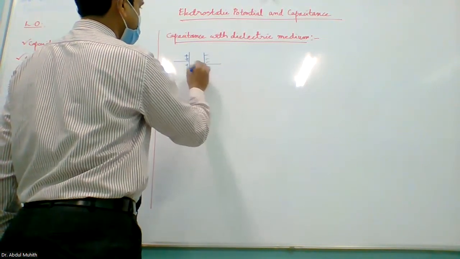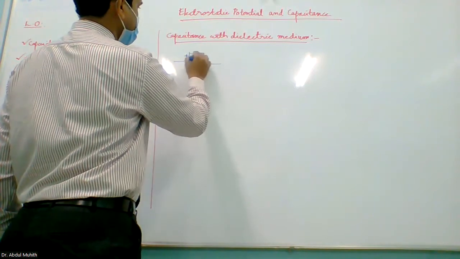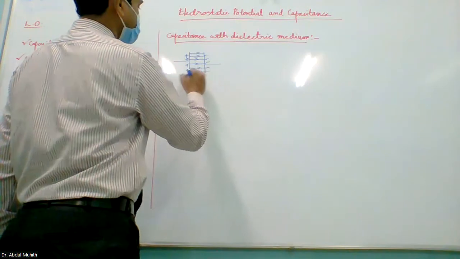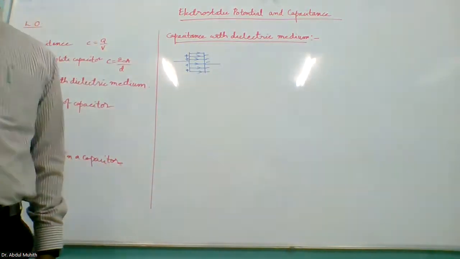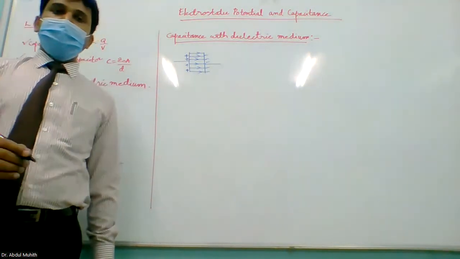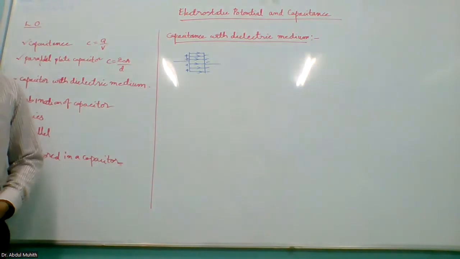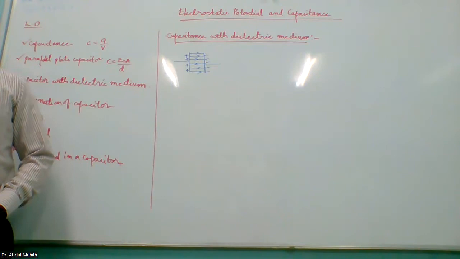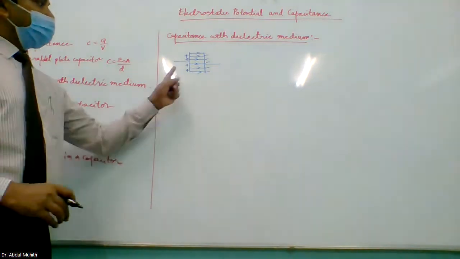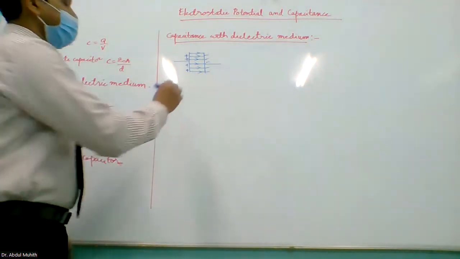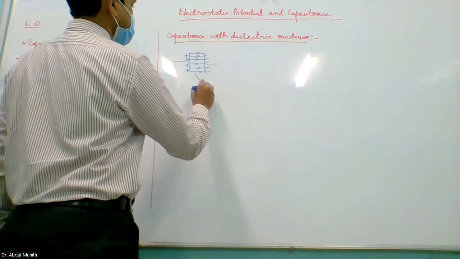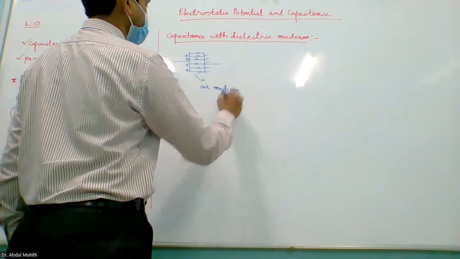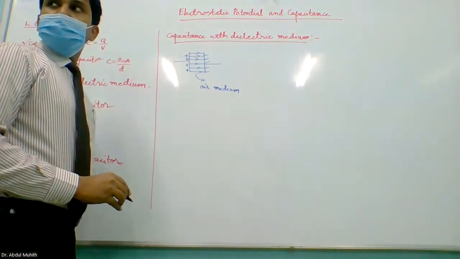What is a capacitor? A capacitor is a component which stores electrical energy in the form of electric field. Understood? So this is a positive plate and negative plate, and there is an air medium in between, air medium between both the plates. Is that clear?